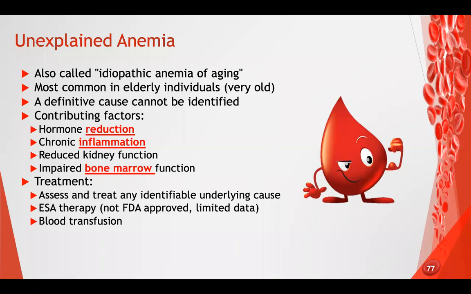And we cannot specifically identify a cause, but we do think that there are contributing factors like hormone reduction. There is chronic inflammation, even if they don't have chronic inflammatory disorders. There's that reduced kidney function that happens with age. There's also impaired bone marrow function that can happen in our very old individuals. So with treatment, we want to assess and treat any identifiable underlying cause if possible. ESA therapy can be started, but it's not FDA approved, and there is limited data, or a blood transfusion can be done.